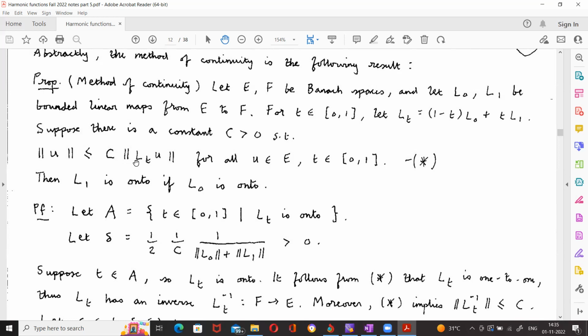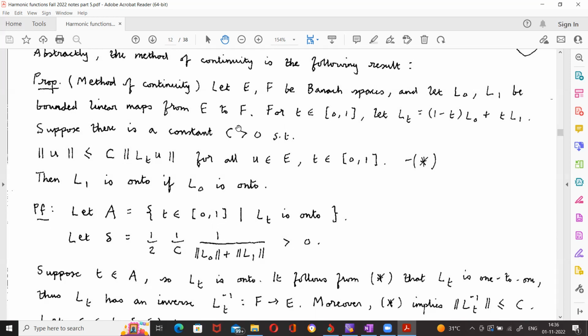And if they were onto, then what does this say? This would say that the norm of LT inverse is bounded by C. That's what this inequality is saying, essentially, that the norms of the inverse operators are uniformly bounded by a fixed constant. So anyway, what the proposition says is that L1 is onto if L0 is onto. So if the initial operator is onto, then the final operator is also onto.